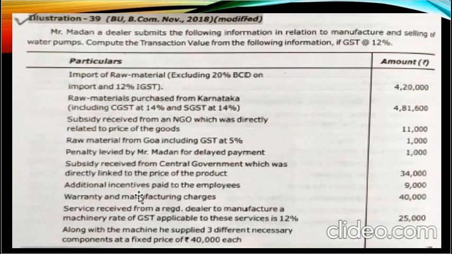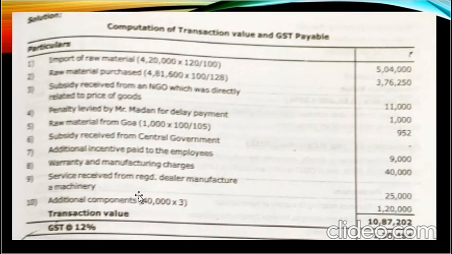So what is the explanation given here? Along with the machine, three different necessary components are supplied at a fixed price of 40,000 each. So for one component it is 40,000. As they have supplied three components, 40,000 into 3 will give us 1,20,000. So all these services are interrelated with the primary product, so we will be taking the composite supply rate.